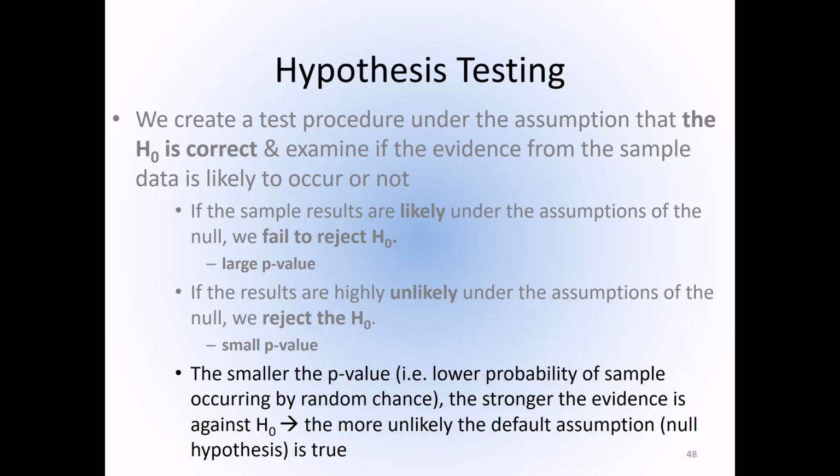In general, the smaller the p-value, meaning the smaller the probability under that distribution, the stronger the evidence is against the null hypothesis, meaning that there's more support for the alternative hypothesis, and so we will reject the null hypothesis when the support is overwhelmingly against it.